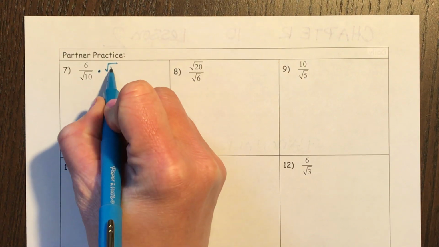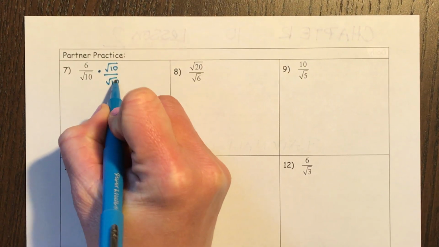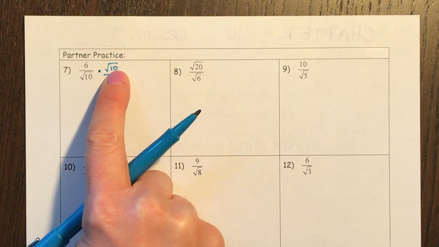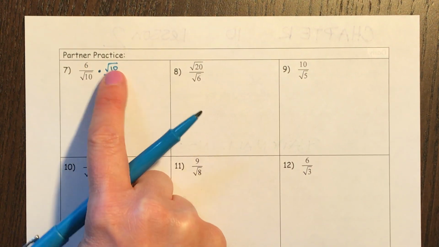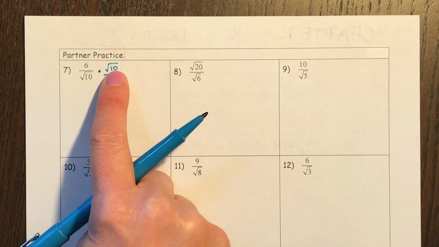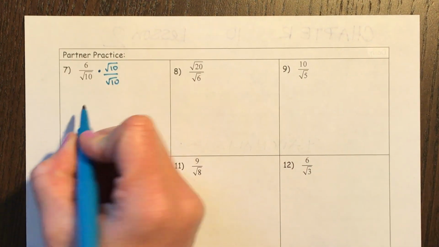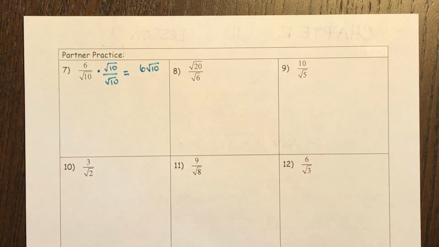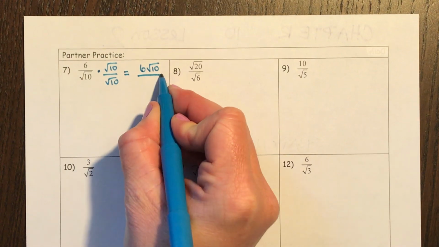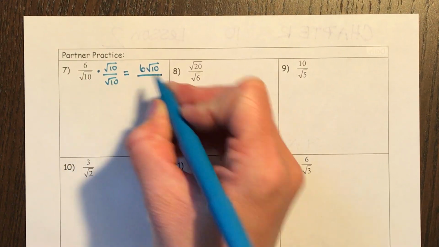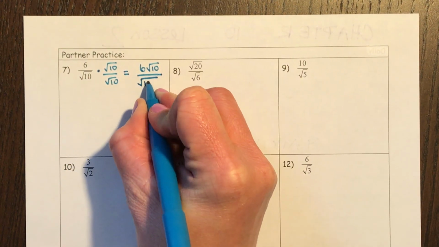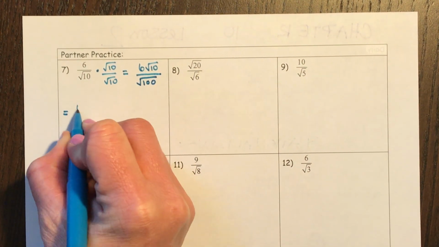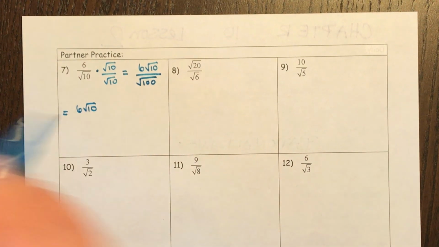I'm going to multiply by the square root of 10 over the square root of 10. 6 is not inside a radical, and 10 is. And so I cannot multiply the 6 and the 10 because they're not alike. So it's just going to be, when I multiply, a 6 times a radical 10, not a 60. But on the bottom, because 10 and 10 are both inside of the root, I'm going to make that 10 times 10, or 100.